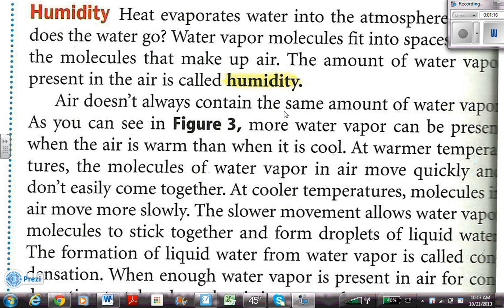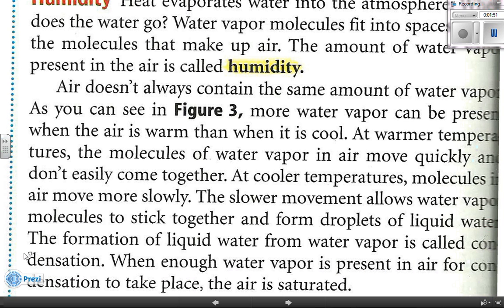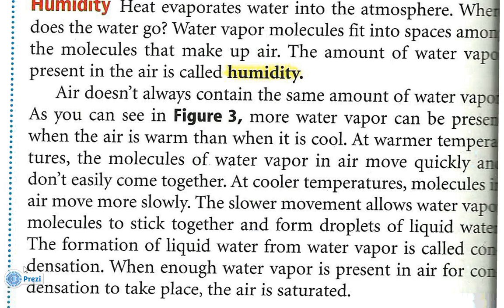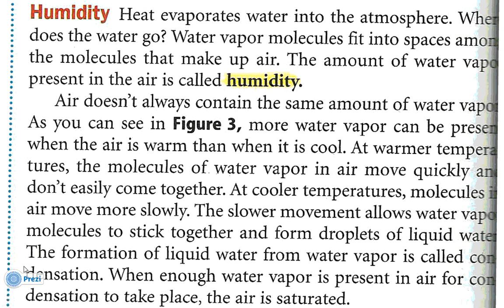Air doesn't always contain the same amount of water vapor. As you can see in figure 3, more water vapor can be present when the air is warm than when the air is cool. At warmer temperatures, the molecules of water vapor and air move quickly and don't easily come together. At cooler temperatures, molecules in air move more slowly. The slower movement allows water vapor molecules to stick together and form droplets of liquid water. The formation of liquid water from water vapor is called condensation. When enough water vapor is present in air for condensation to take place, the air is saturated.